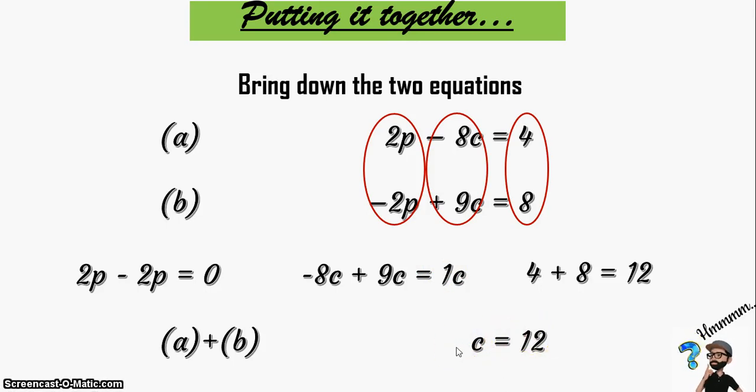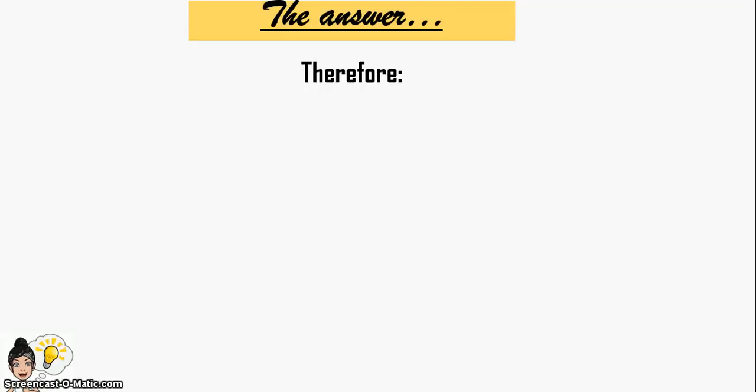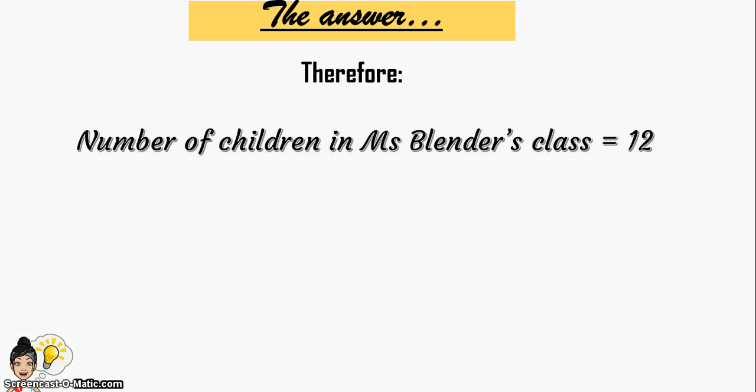Wow, very simple, isn't it? It's just about simple reasoning, okay? So what's the answer? The number of children in Mrs. Blender's class is 12. Remember, C stands for the number of children, so the number of children is 12. Now at this point, you may want to pause this video, make sure you've taken everything into your book, and then go over it again and again.